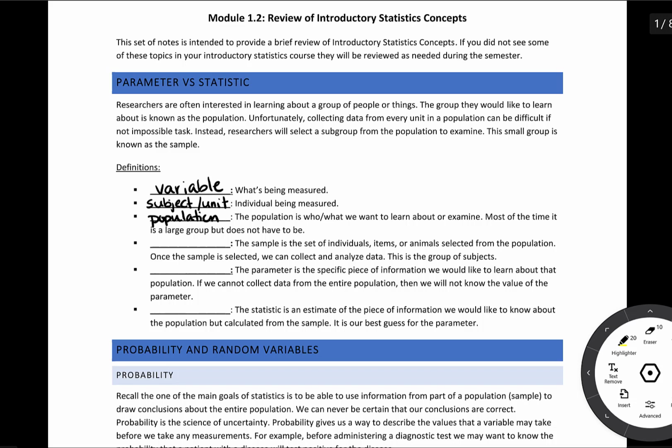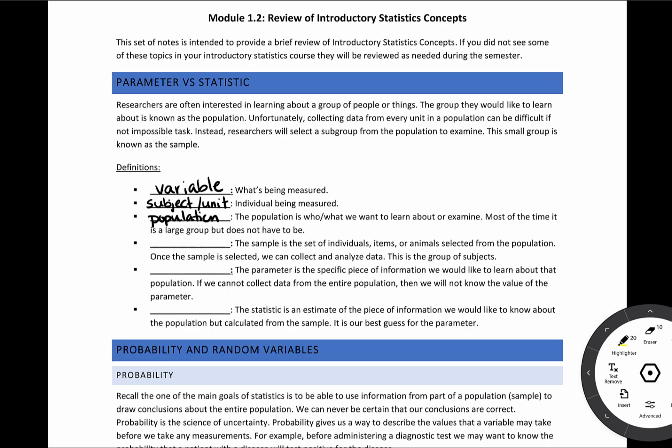The population is who or what we want to learn about or examine. Most of the time it's a large group, but it doesn't necessarily have to be. So as a researcher, you really want to think about who your population is and be specific. For example, are you interested in all adults? That would be all adults worldwide. Are you interested in all adults in the United States? All adults in the state of Kentucky? All adults in Fayette County? All adults who have coronary heart disease? You want to be as specific as possible.